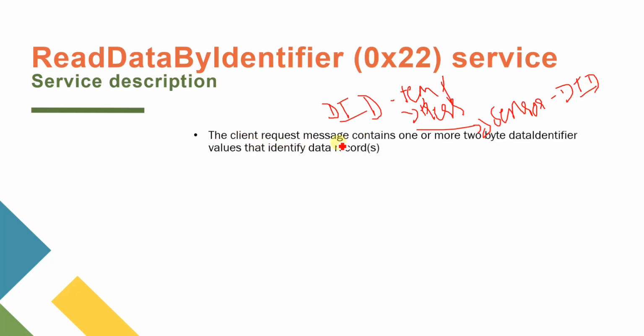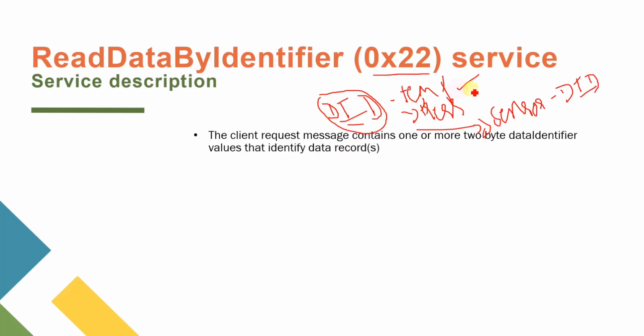So, the client request message contains one or more 2-byte data identifiers. Using this service 0x22 followed by the DID, I can send a request. Not only one: if I want to read the temperature, I send 22 followed by the DID number. From that DID number, the server gets to know what I am reading. There will be different DID numbers, and from that the server knows exactly what I want, and sends a response back. If I send one DID, it sends a response for that particular DID, and similarly for two DIDs continuously.